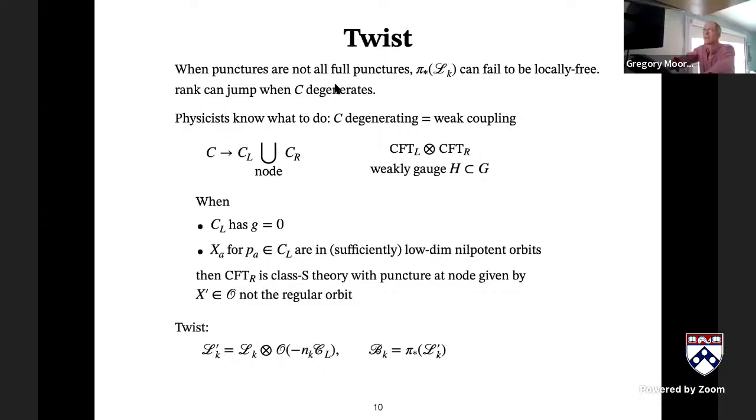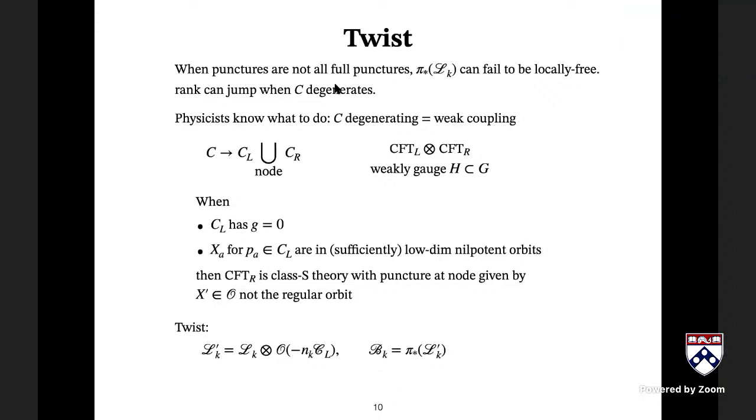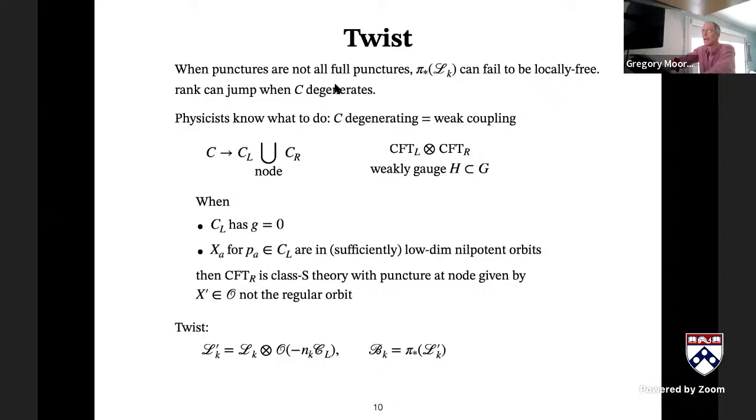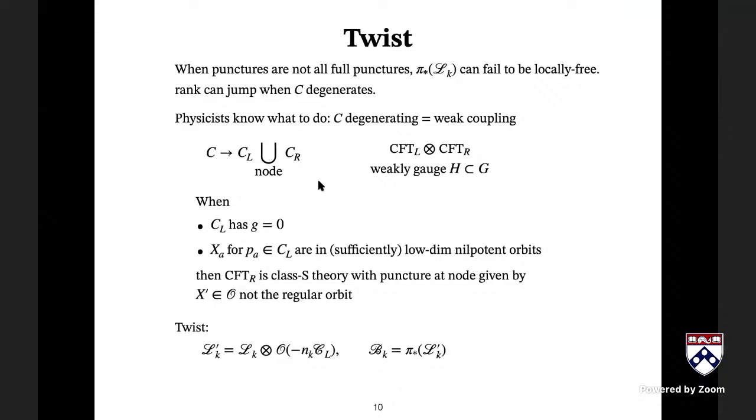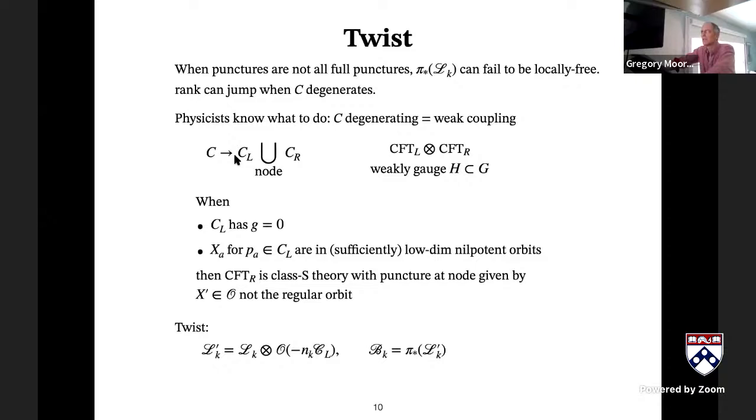Let me see if I understand. So C left, you say, is genus 0. So it's trying to be a class S theory for genus 0 with one puncture? It could be 2 punctures or 3 punctures or whatever. Ah, okay. So some number of punctures end up on this genus 0 component of the degenerating curve. I'm trying to understand. So you're saying it isn't factorizing with the regular orbit in general.